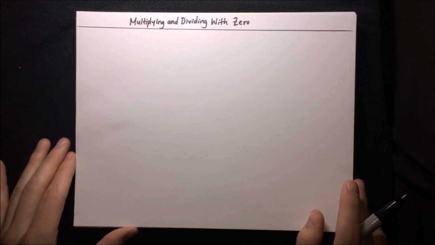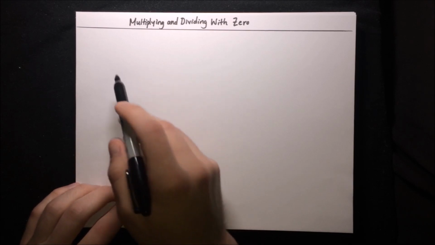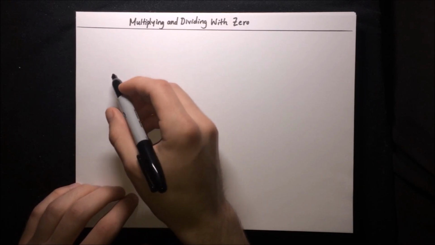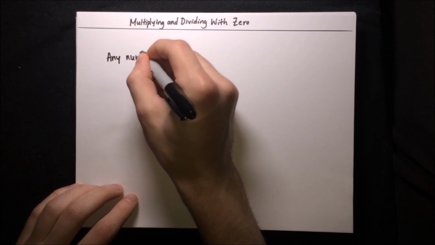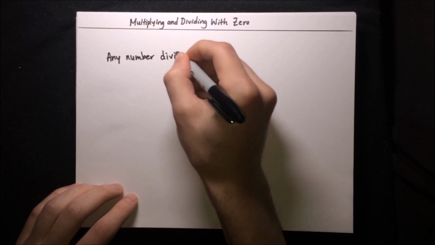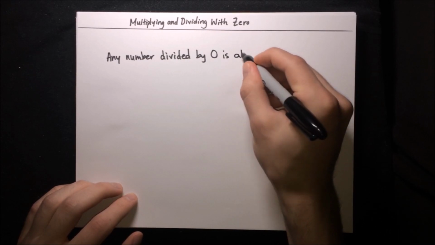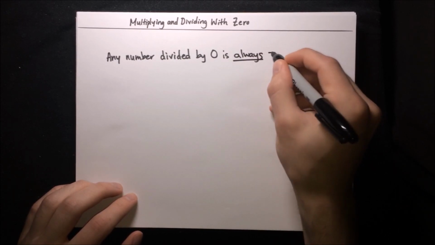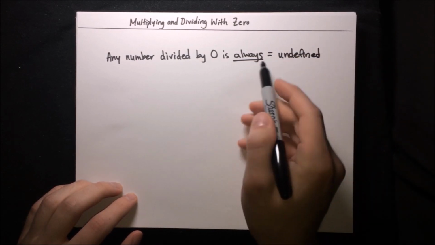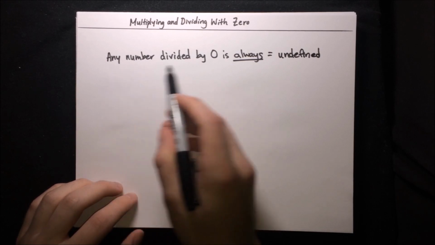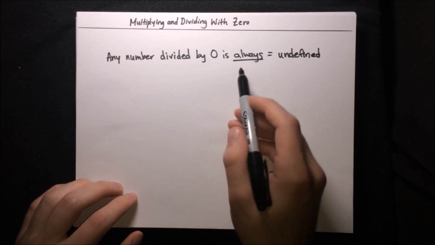Okay, so in the previous slide, we talked about what happens if you divide 0 by a non-zero number. But how about if we flip that around and say any number divided by 0? Well, there's a fact for that too. Any number divided by 0 is always equal to undefined. The operation actually isn't defined. You can't divide any number by 0. Not even 0. Any number divided by 0 is always undefined.